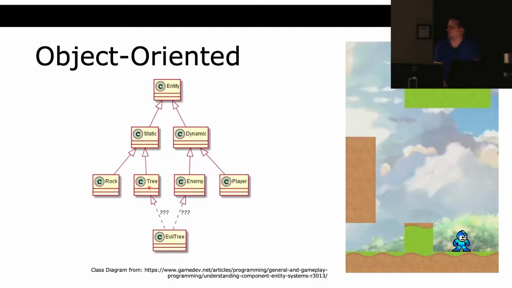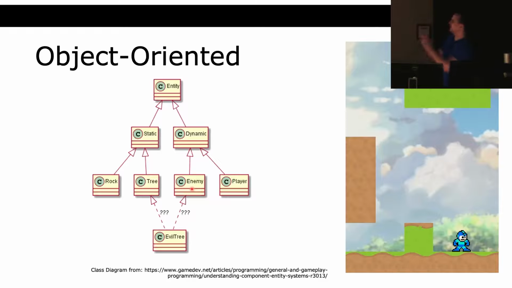And then you see this sort of cherry-picked example here where this can kind of be a little bit annoying when you have this thing which is maybe static, but also acts as an enemy, then how do you do this multiple inheritance? It gets a little bit tricky.